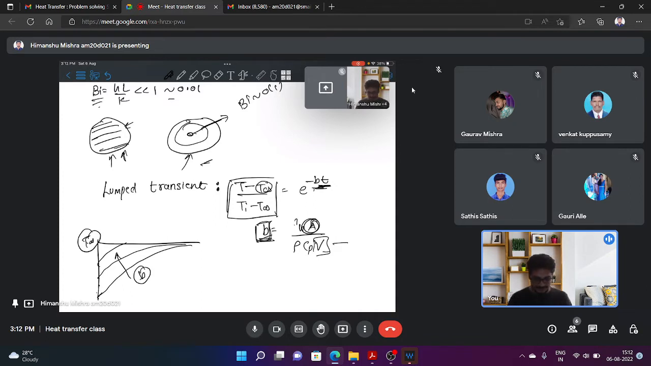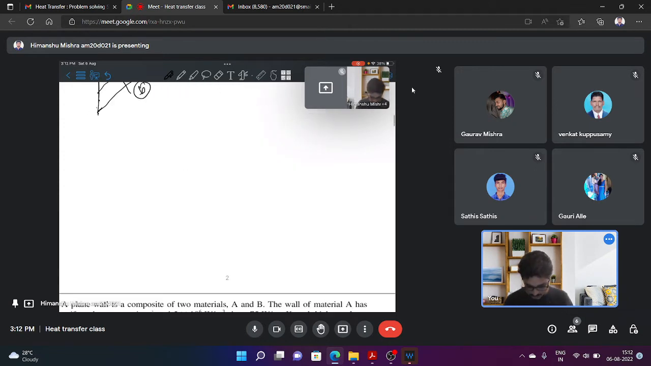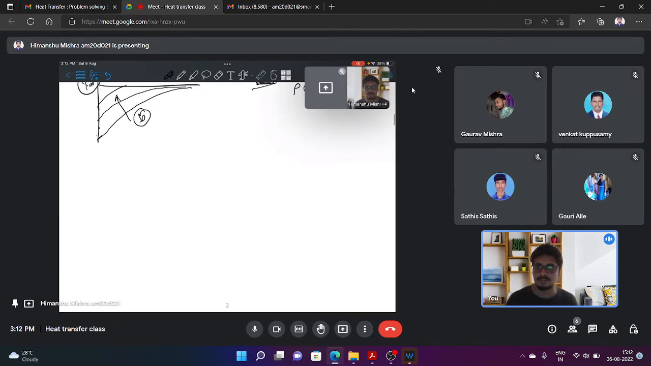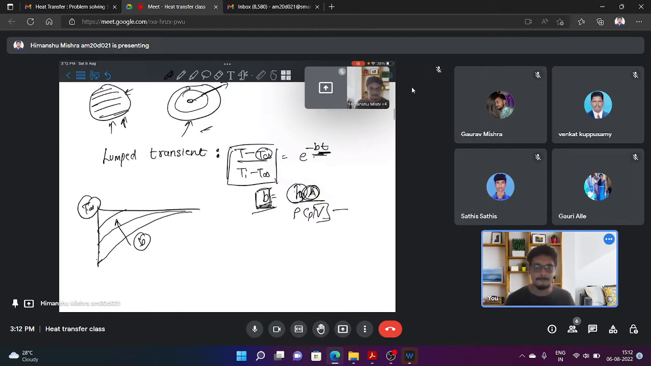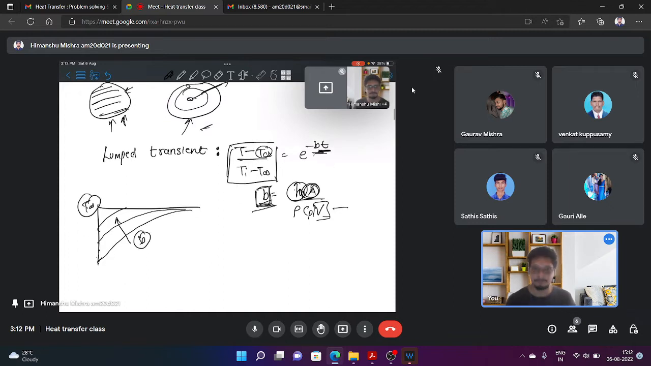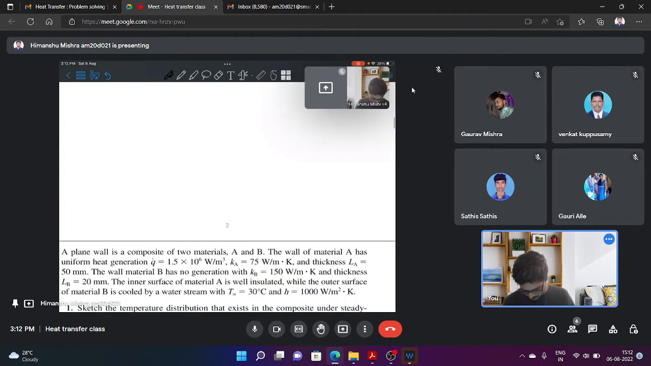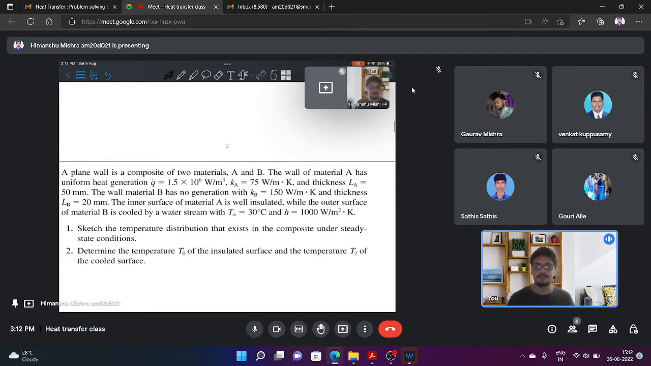Similarly, if we increase the heat transfer coefficient H, again the value of B increases and the body will quickly adapt to the surrounding temperature, and so on. So any doubt in this question? Okay, so let's move to the second problem, the second numerical problem.